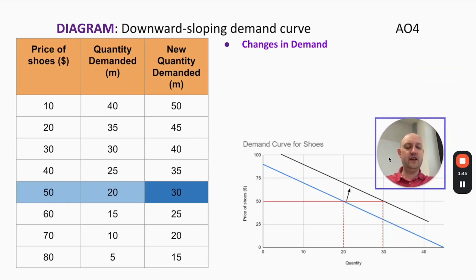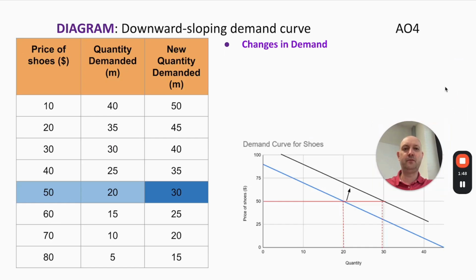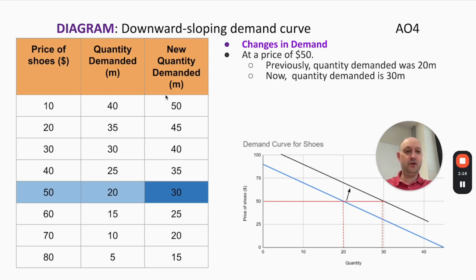So what does that look like if we were to graph this and put this in a table? On the left-hand side, you can see at a price of 50, currently, the quantity demanded is 20 million. And you can see that on the blue demand curve. At a price of $50, we go across until we intersect with the first demand curve, and then we go down to get a quantity demanded of 20 million. So previously quantity demanded was 20 million. But now something has changed in the market. Now suddenly at the same price of 50, consumers are willing to buy 30 million.